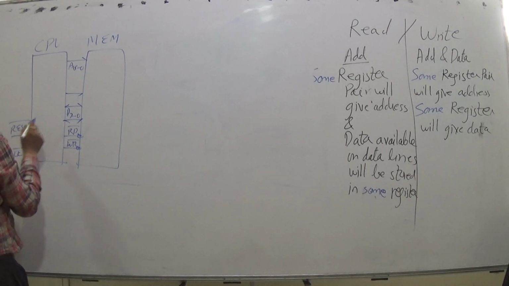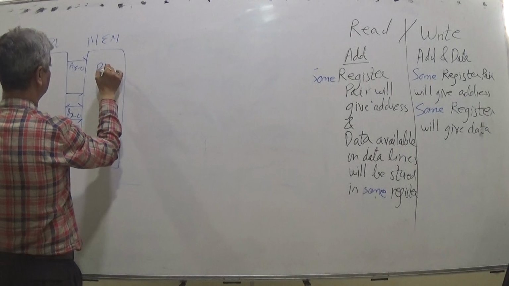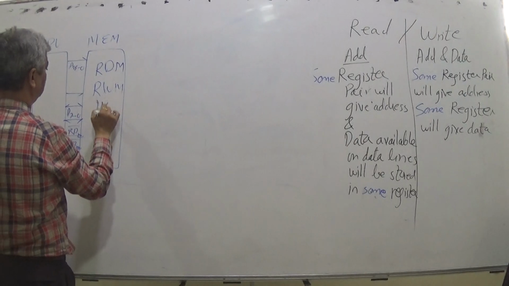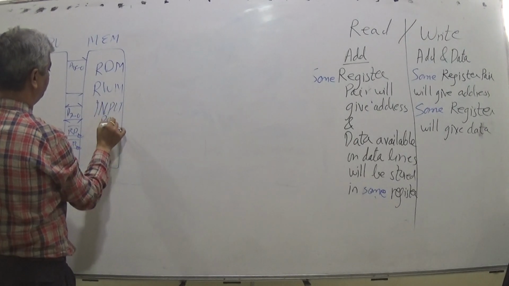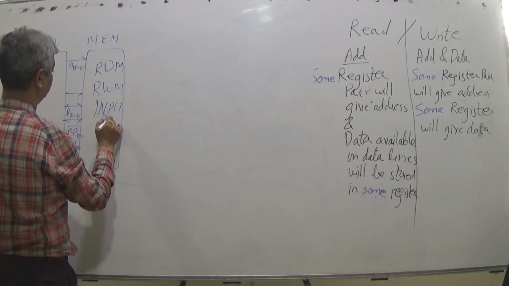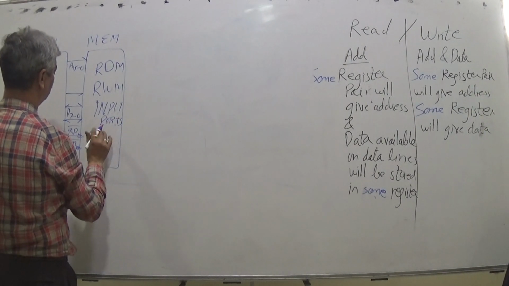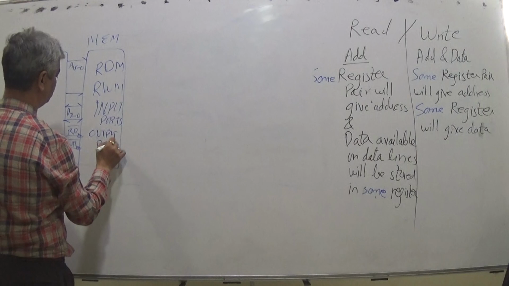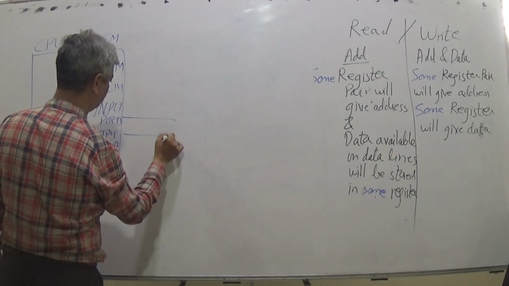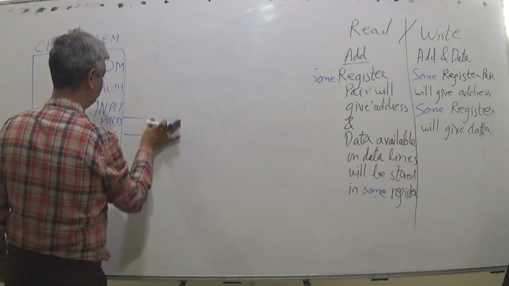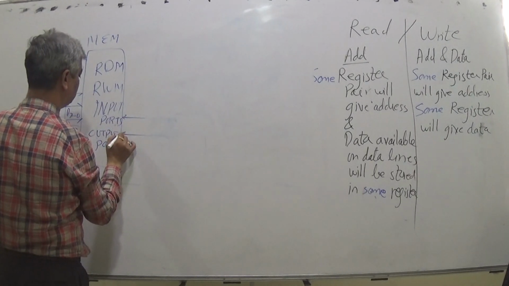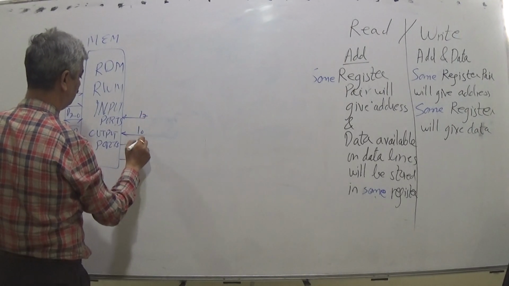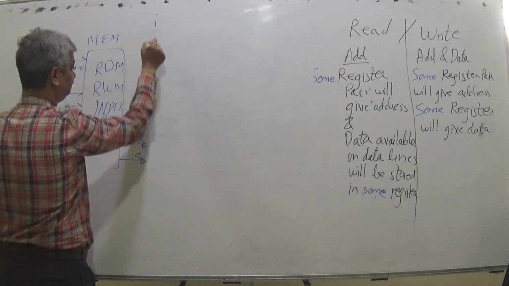CLK. And in this memory, read, write, ROM, RAM, input ports, output ports. And that ports come out. Input port and output port. Say for example I7 to I0, O7 to O0.